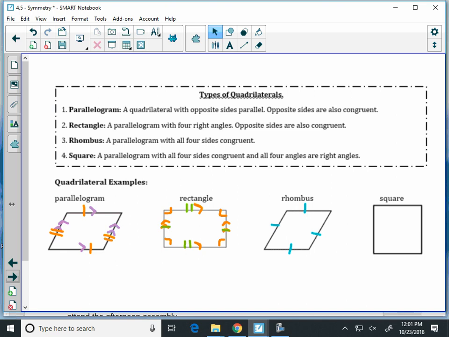And then a square, you've heard about a square. What's special about a square? What do we know about all 4 sides? They're the same. What do we know about all 4 angles? They're all the same. They're all what? They're all right.